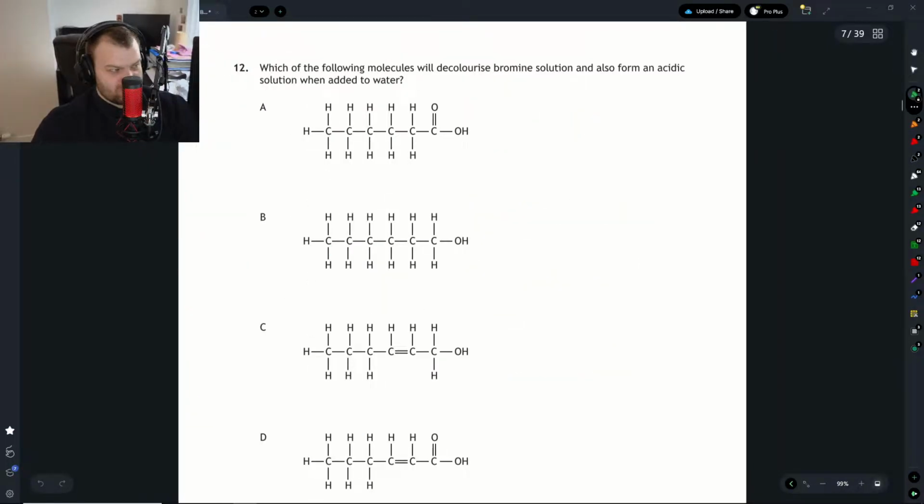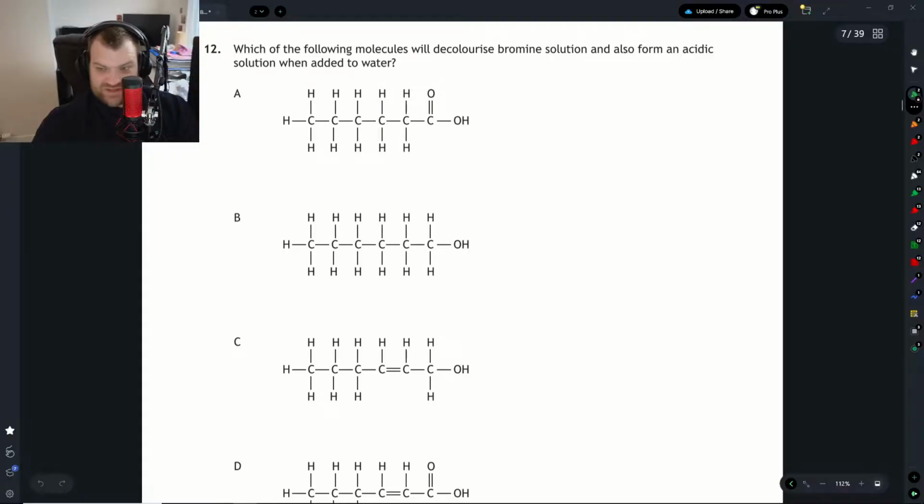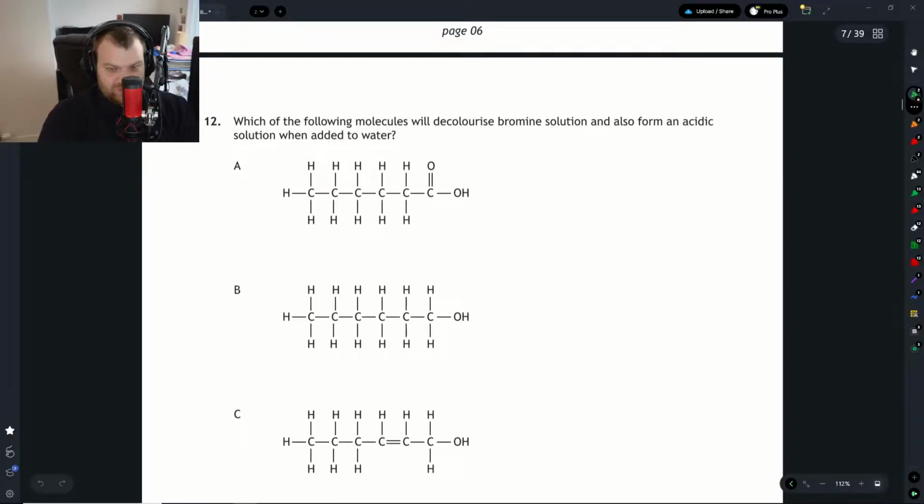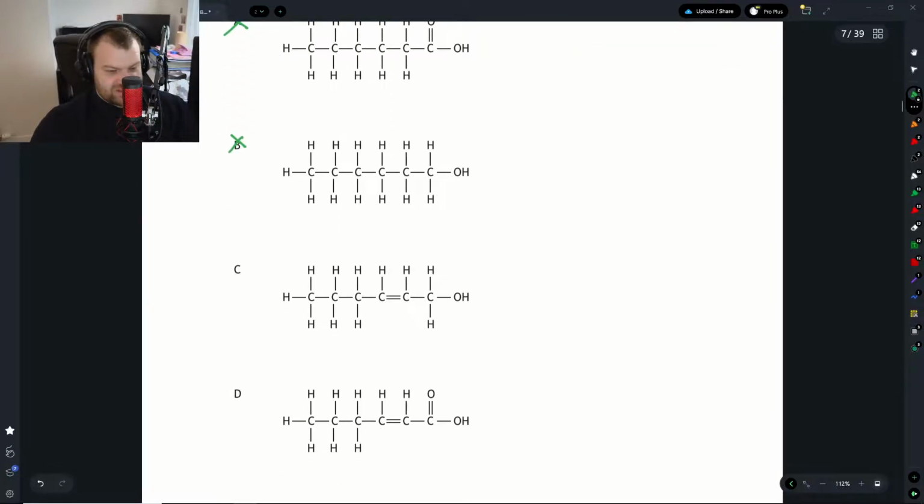We've got 2 properties of these chemicals. First thing, it decolorizes bromine water. This means it must be unsaturated and have a carbon to carbon double bond. I would deal with that information first. So A does not have that. B does not have that. C and D both do. So they're still within the running.